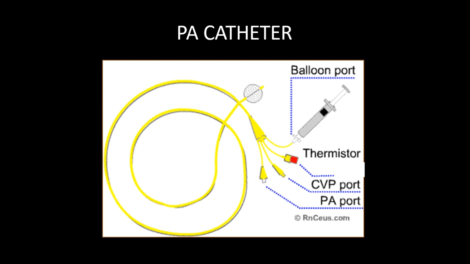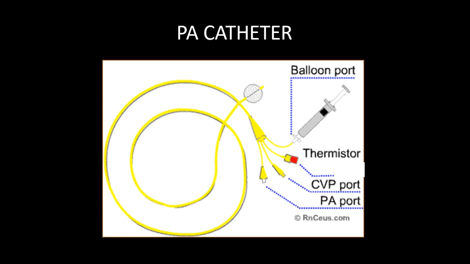PA catheter, as you all know, is having different parts. This is a balloon port which is having a syringe fixed to it. Syringe is having 1.5 ml of the volume. This is a thermistor, this is a CV port, and this is the PA port. PA port is opening somewhere here and CV port is opening somewhere here. So PA port is opening distal to this balloon and CV port is opening proximal to the balloon.